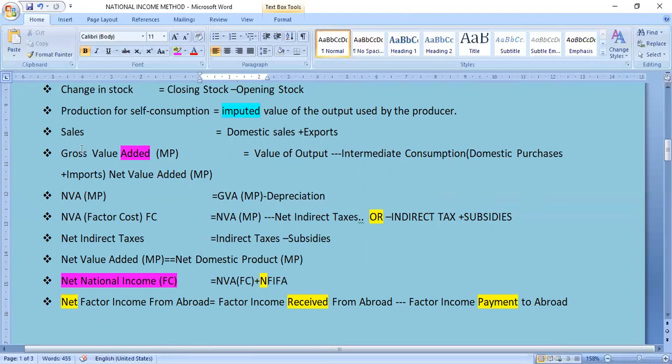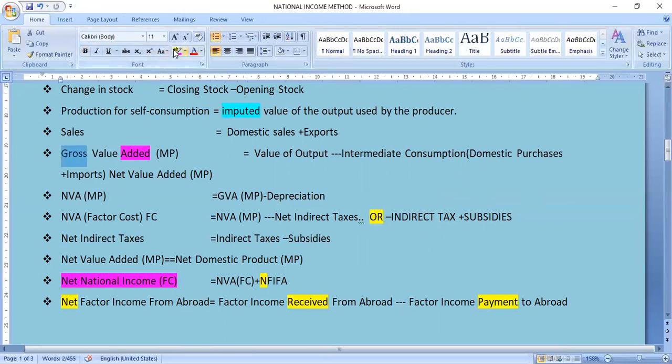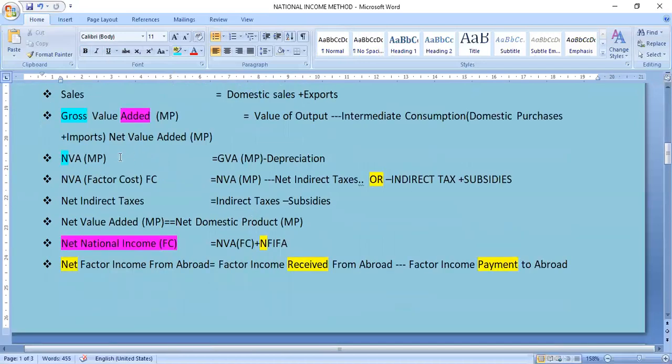Net value added: here the word gross is given, but here it is net value. N for net. How can we convert gross into net? Gross value added minus depreciation. Minus depreciation, it becomes net. But this is the value at MP.